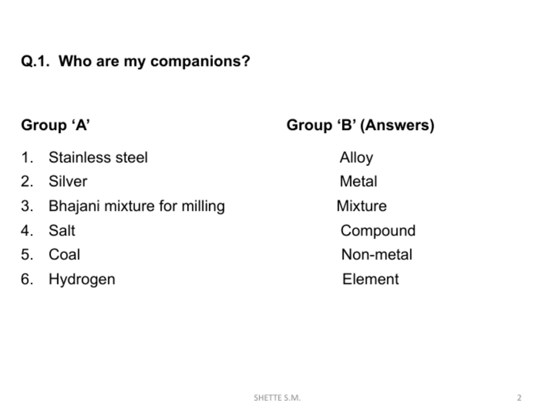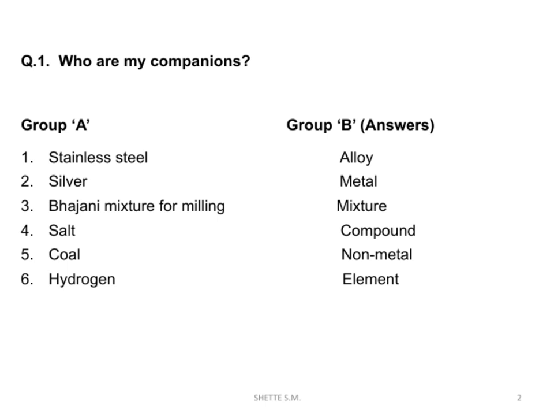Moving on, silver is also a metal, a pure element, often valued for its conductivity and beauty. Next is the Bajani mixture for milling. This is a specific mixture used in grinding or milling processes, highlighting the idea of mixtures and materials. Salt appears as well, which is a compound, meaning it's made up of two or more elements chemically combined. Coal is listed, and coal is classified as a nonmetal, even though it's a carbon-rich substance.